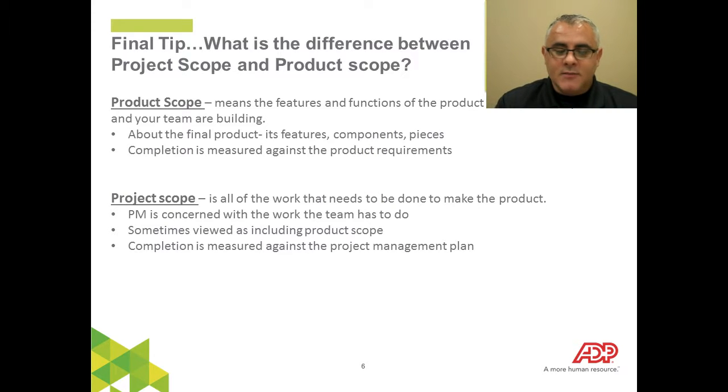When it comes to scope management, you really need to understand the difference between the product scope and the project scope. So when we talk about product scope, we're talking about those features, those characteristics that define and make up that product that you're delivering. And when we talk about project scope, we're talking about the scope of work involved in creating that product, or the scope of work to be done during your project.